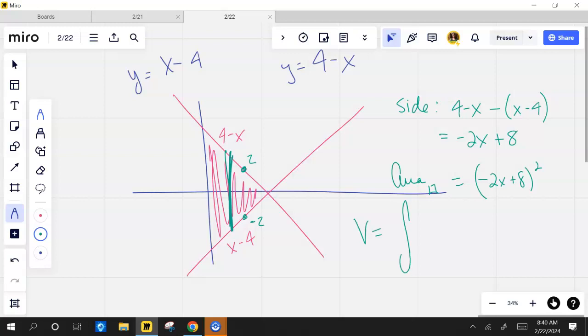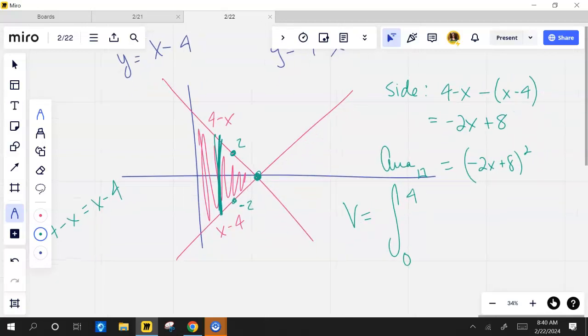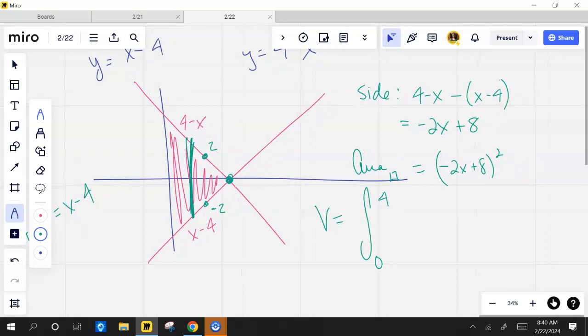What am I integrating from? 0 to what? 0 to... They intersect at 4? Yeah, sure. Right here is 4. Yes, that's right. All right. Let's check. Okay. Negative 2x plus 8 squared dx.